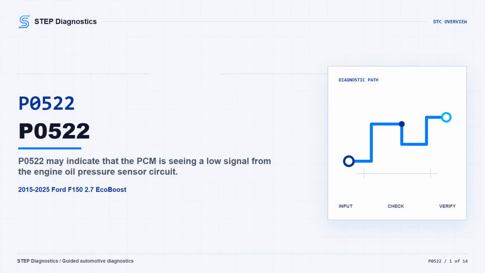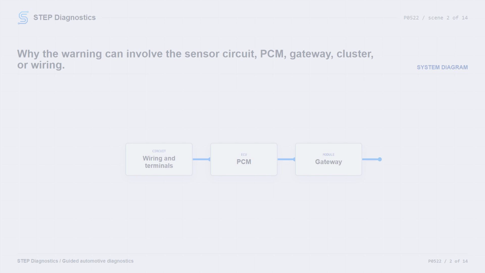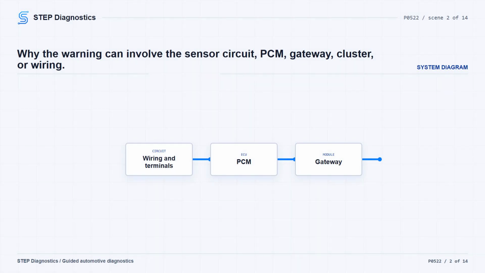On this F150 with the 2.7 EcoBoost, P0522 is a low engine oil pressure sensor circuit code. In plain terms, the PCM is seeing the oil pressure sensor input pulled low, and this diagnostic path treats that as a possible short-to-ground condition on the hardwired sensor input. The driver may see a low engine oil pressure warning, and the issue can involve the sensor circuit, terminals or connectors, the sensor itself, or the modules that pass the warning information to the cluster.